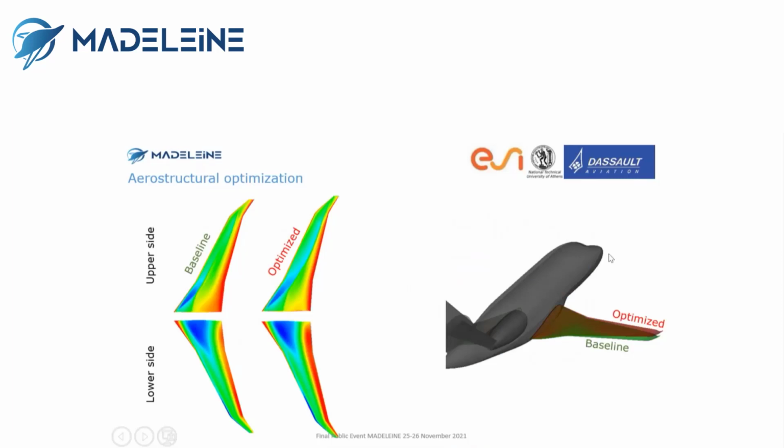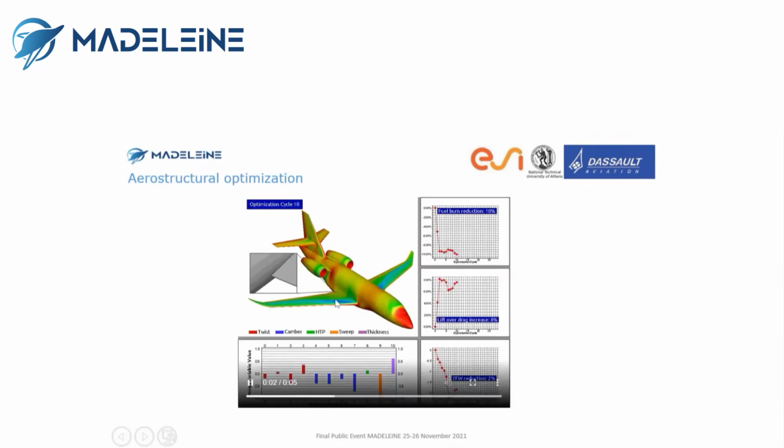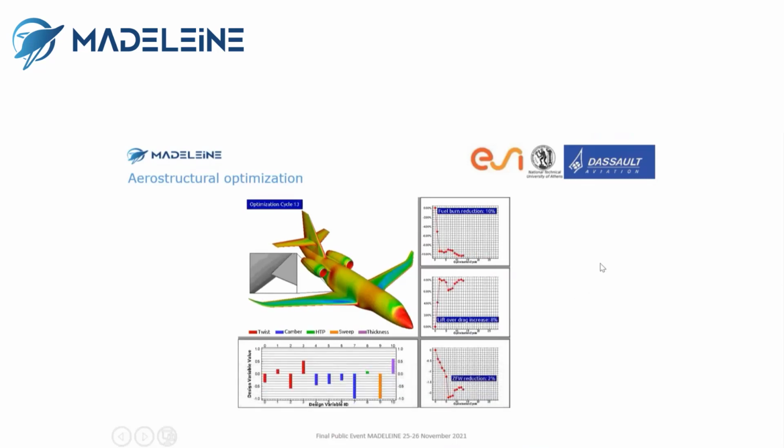On this slide, you have a comparison of the optimized shape, in red color, and the baseline, in green color. And a movie in order to illustrate convergence of fuel burn and of constraint and geometry, and also the design variables.